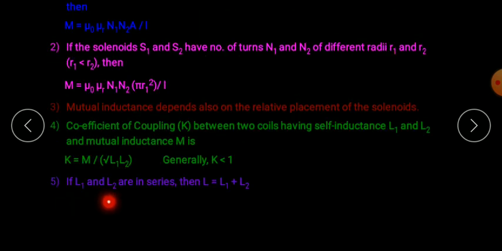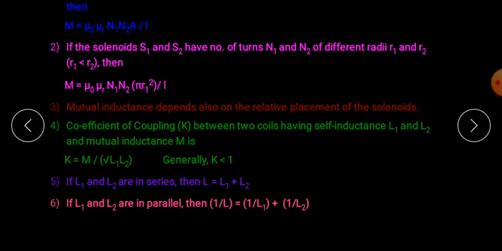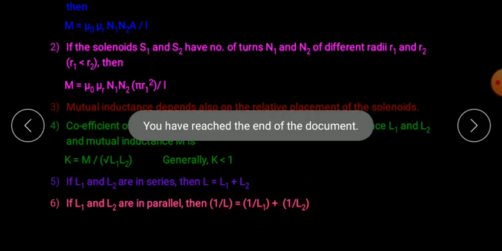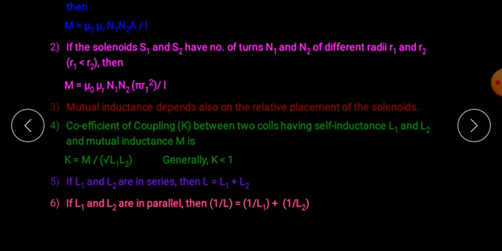If two inductances L1 and L2 are in series, then L equal to L1 plus L2. And if two inductances L1 and L2 are in parallel combination, then we can write 1 upon L equal to 1 upon L1 plus 1 upon L2. So I hope these points are clear to you. Thank you.